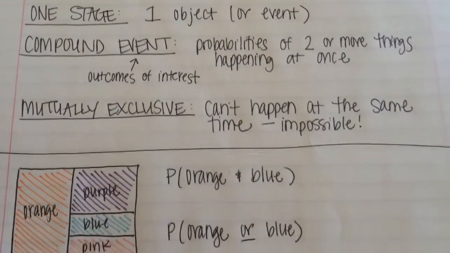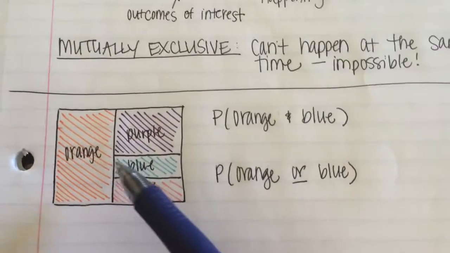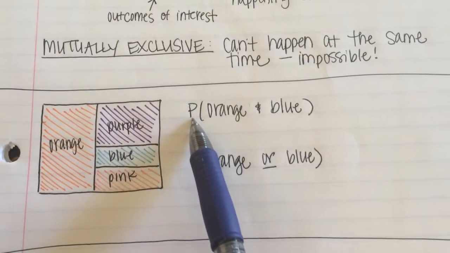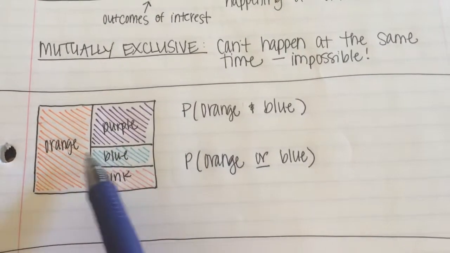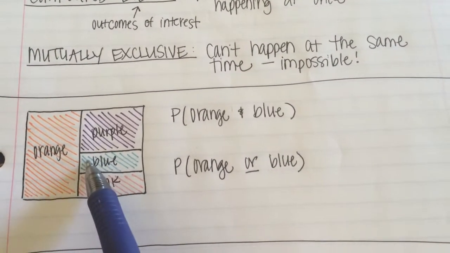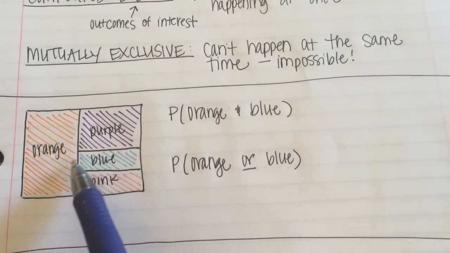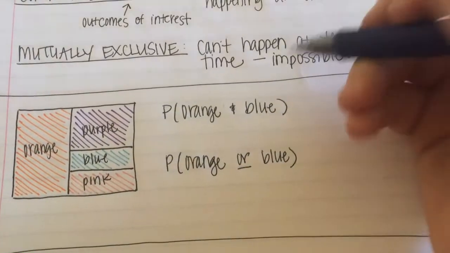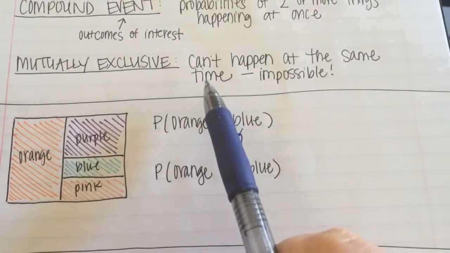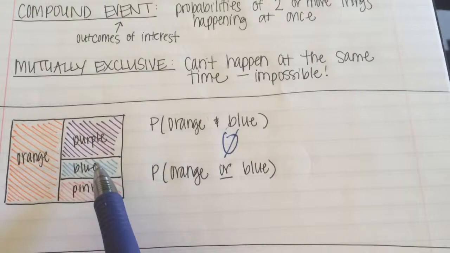For some examples, I drew this kind of colorful dartboard, and I want to know the probability of throwing a dart and hitting orange and blue. With just one dart, you're not going to be able to hit both, you're going to get either orange or blue. So the probability of that is 0. That's mutually exclusive because it can't happen at the same time. It's one or the other.